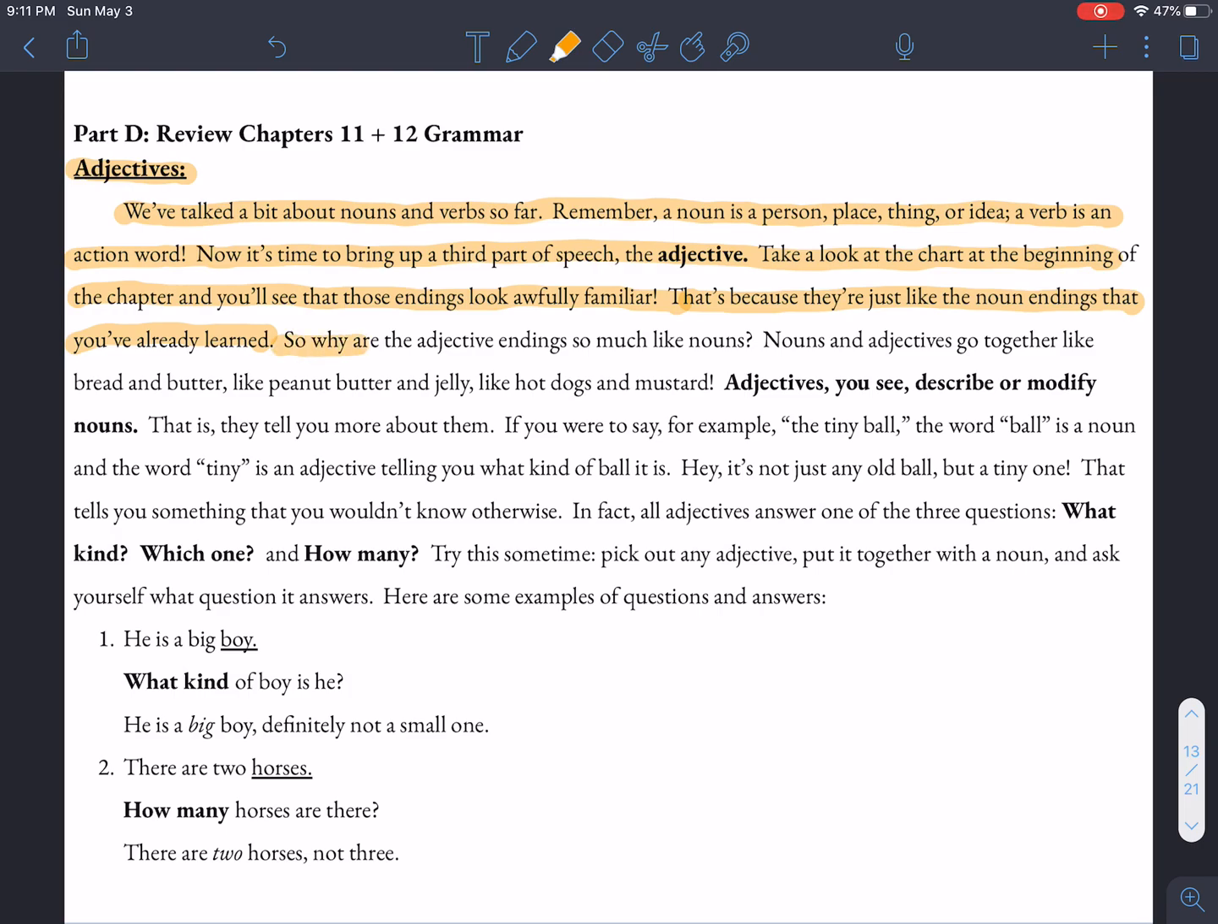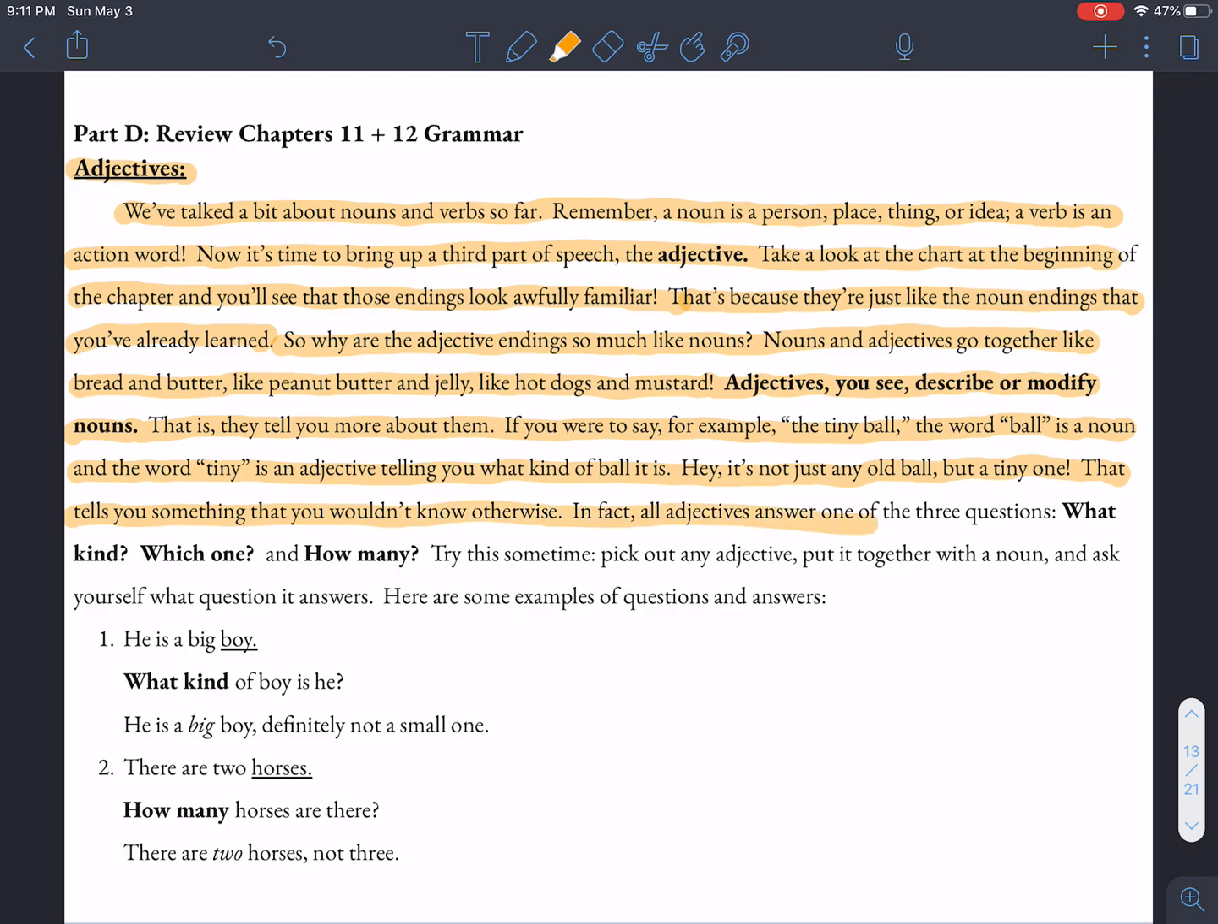So why are the adjective endings so much like nouns? Nouns and adjectives go together like bread and butter, like peanut butter and jelly, like hot dogs and mustard. Adjectives, you see, describe or modify nouns. That is, they tell you more about them. If you were to say, for example, the tiny ball, the word ball is a noun and the word tiny is an adjective, telling you what kind of ball it is. It's not just any old ball, but a tiny one. That tells you something that you wouldn't know otherwise.